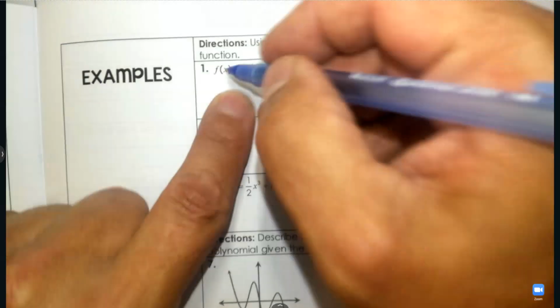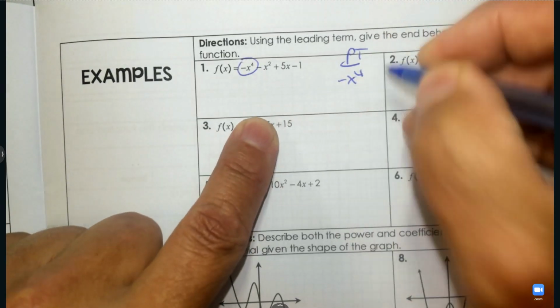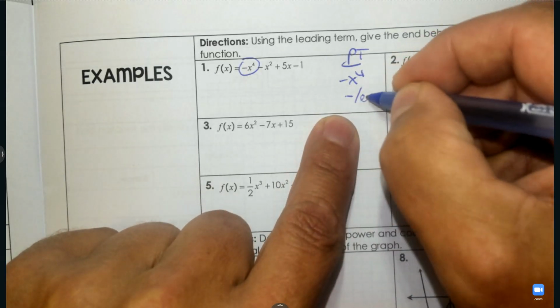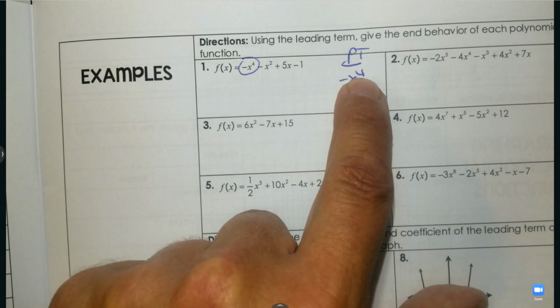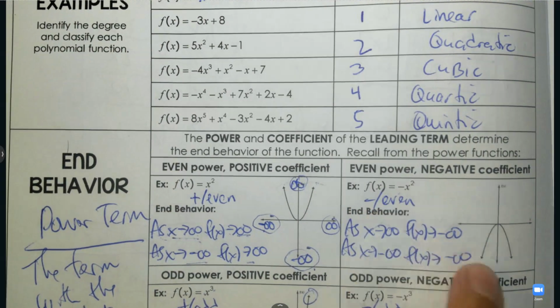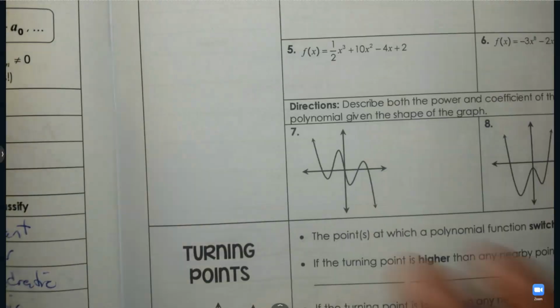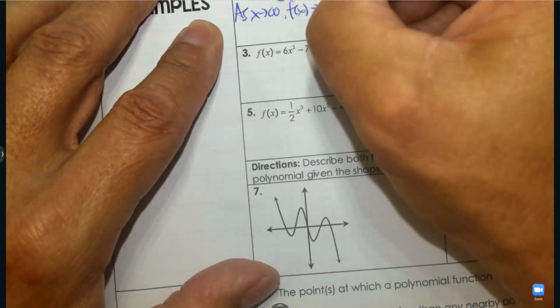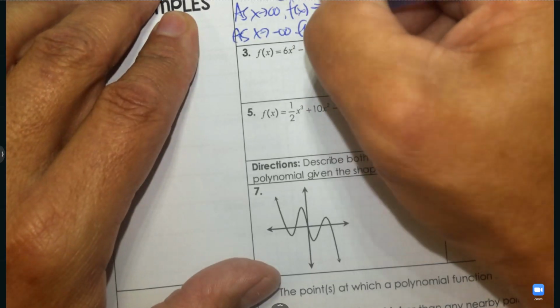If I look at these examples, all I'm looking for is the power term, the term with the biggest exponent. That's negative x to the 4th. That already tells me it's negative and even. If it's negative and even, what direction do the ends go? Both ends go down. And this is how I write the statement. We write, as x approaches infinity, the function goes down. As x approaches negative infinity, the function goes down.